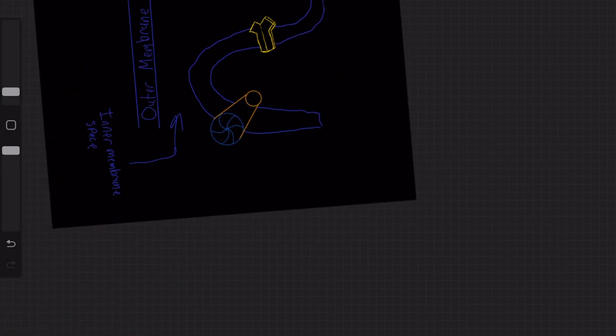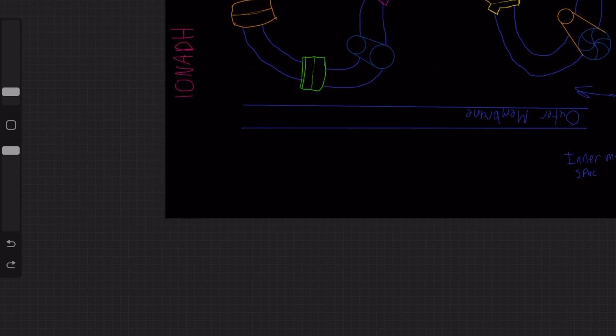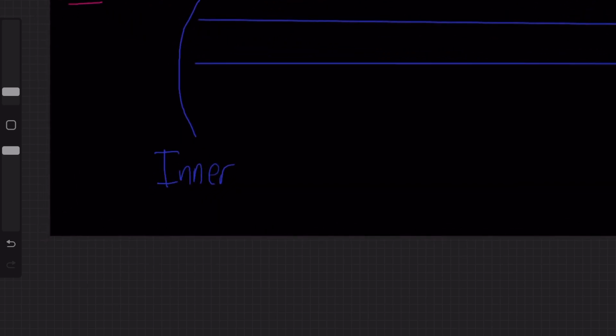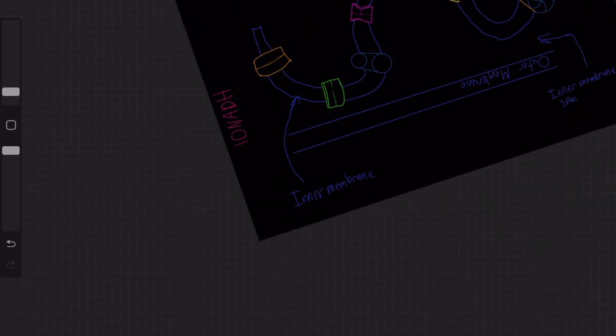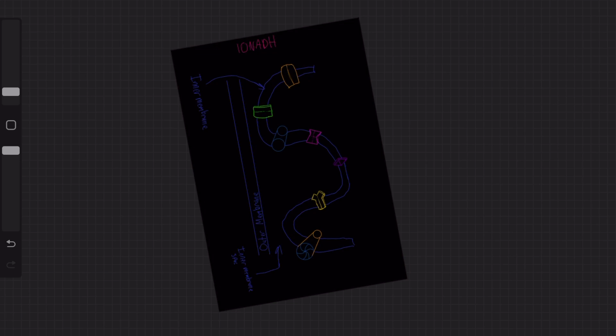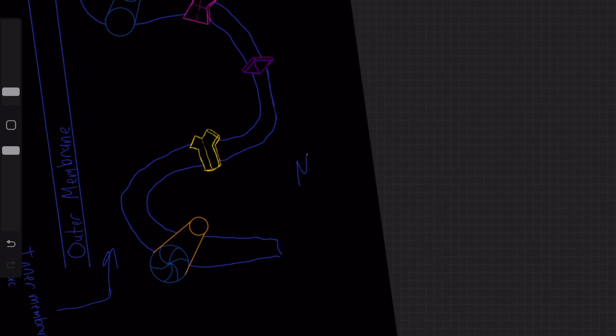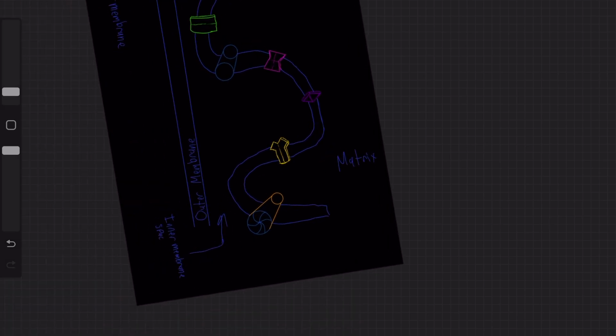And then this is our actual inner membrane right here, which I'll draw on this side because I just don't want it to take up the space. Inner. So now that we've talked about the actual parts, we also have the matrix here. Anything inside this part is going to be the matrix.